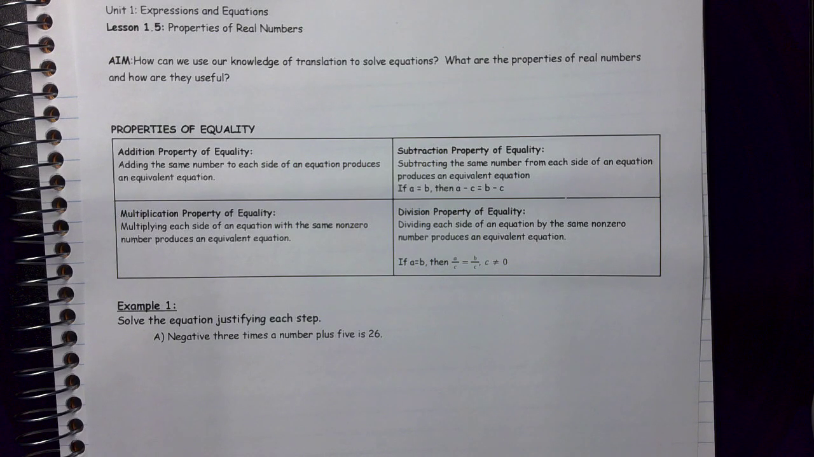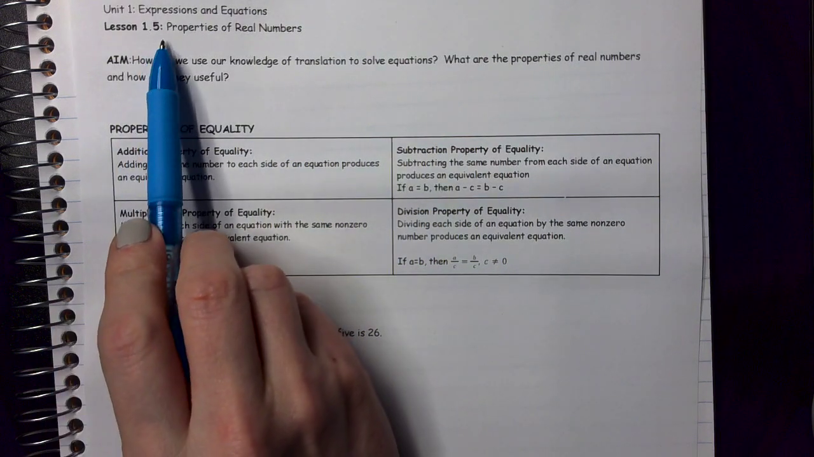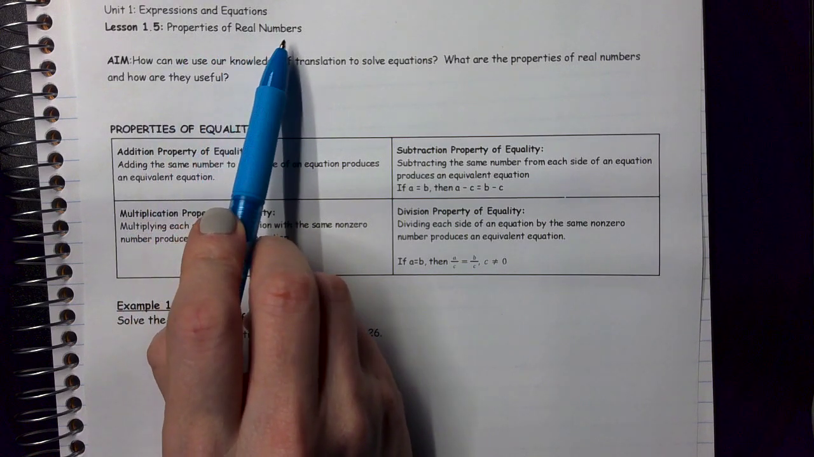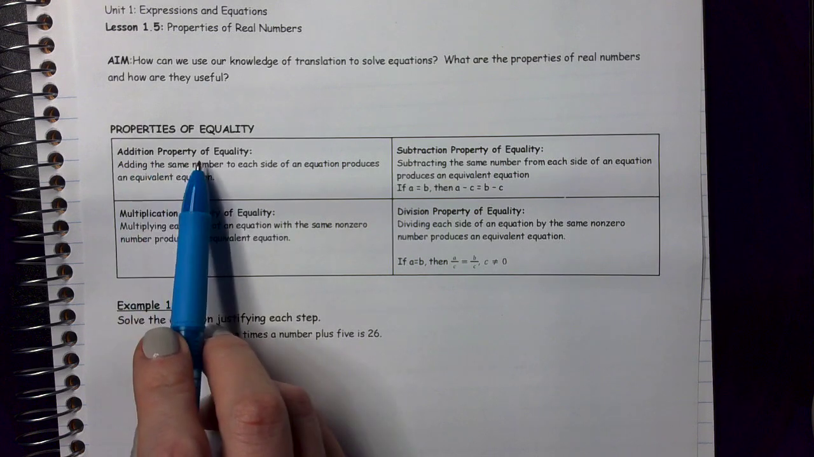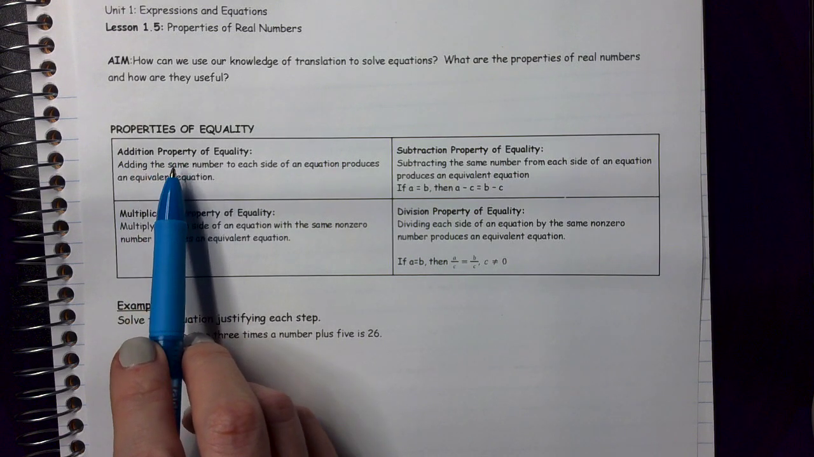Hi, I'm Miss Hall, and this is lesson 1.5, Properties of Real Numbers. It's going to be a lot of properties we're going over. Let's begin with the properties of equality.